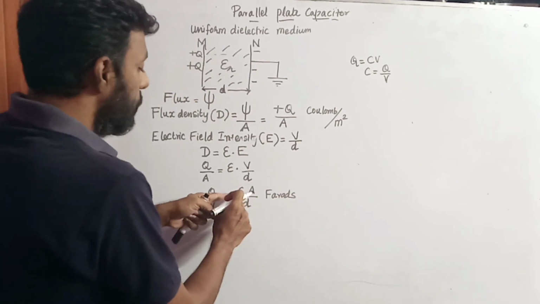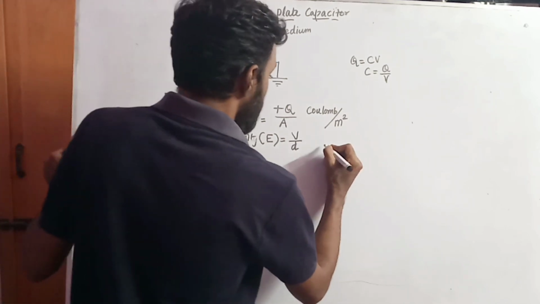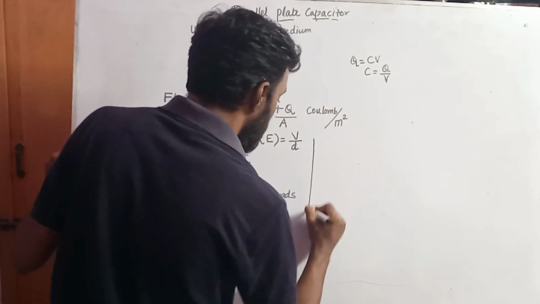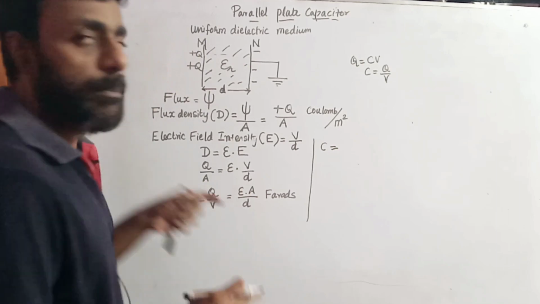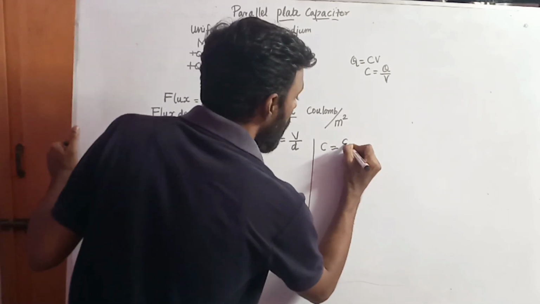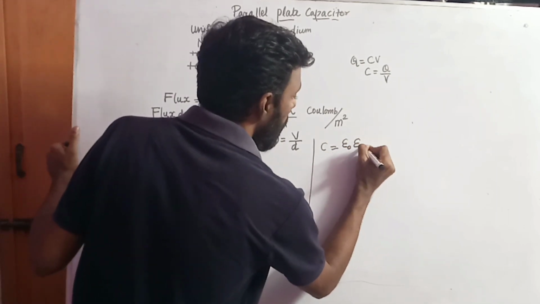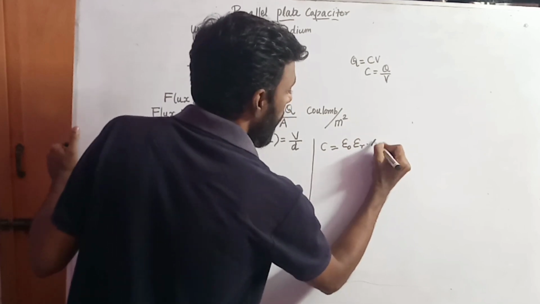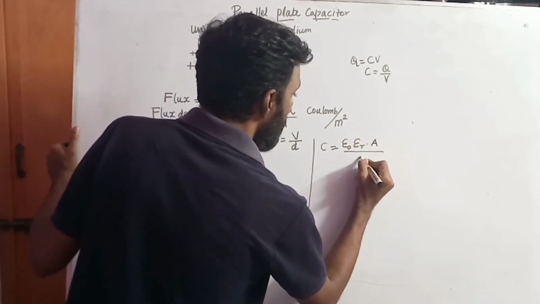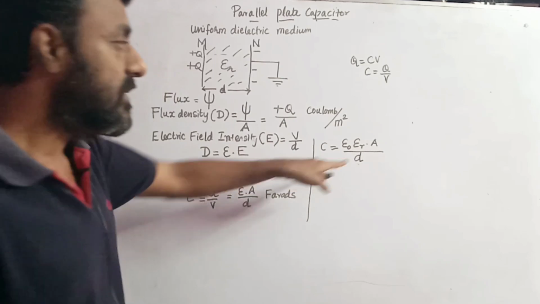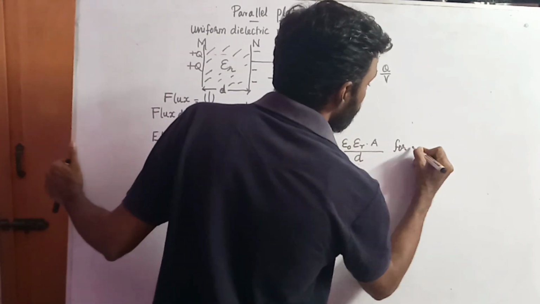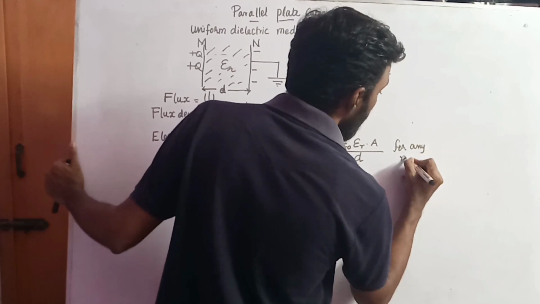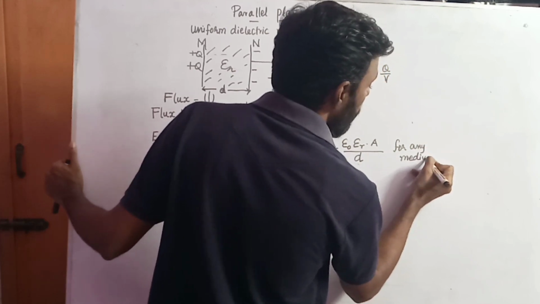Now C will be equal to epsilon, which can be split as epsilon naught into epsilon R, into A divided by small d. This applies for any medium other than air.